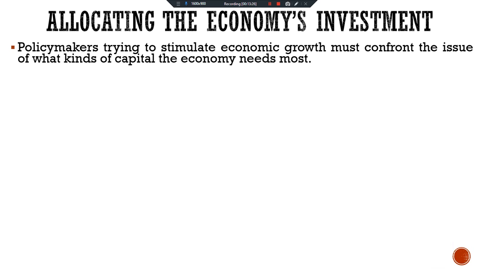Policymakers trying to stimulate economic growth must confront the issue of what kind of capital the economy needs most. In other words, what kind of capital yields the highest marginal product. To a large extent, policymakers can rely on the marketplace to allocate the pool of saving to alternative types of investment. Those industries with the higher marginal product of capital will naturally be most willing to borrow at the market interest rate to finance new investment.